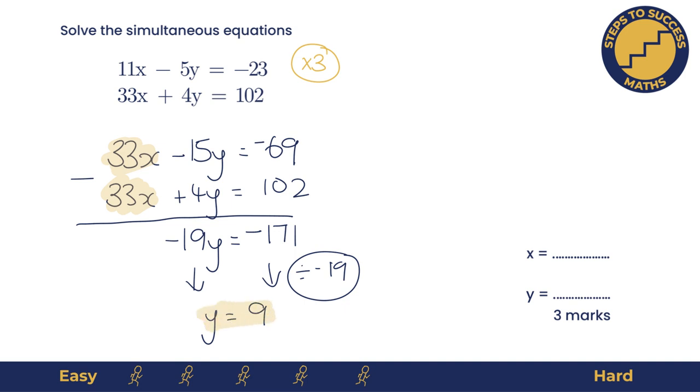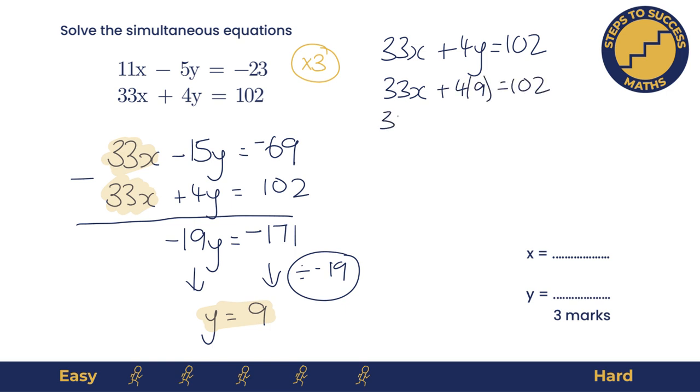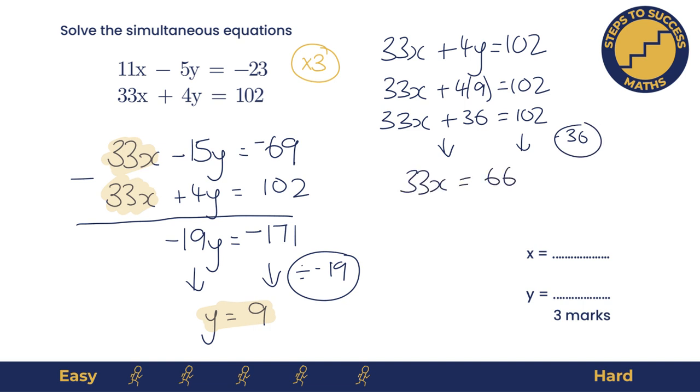And now I'm going to sub y equals 9 into one of my equations. I'm going to pick the bottom one because it's all positive. 33x plus 4 times 9 is 102. 33x plus 36 is 102. Then I need to take away 36. So 33x is equal to 66, and then I need to divide by 33. So x is equal to 2. X is 2 and y is 9.